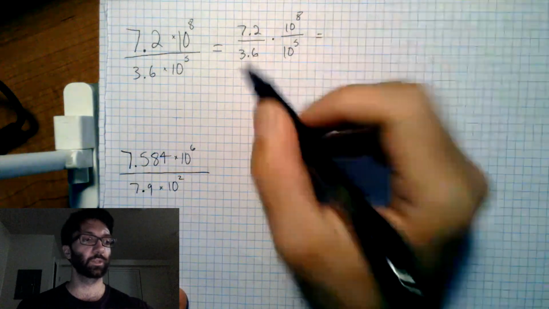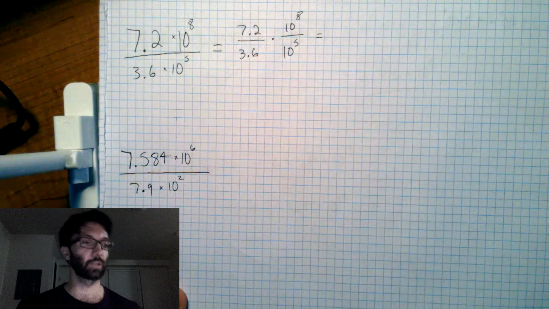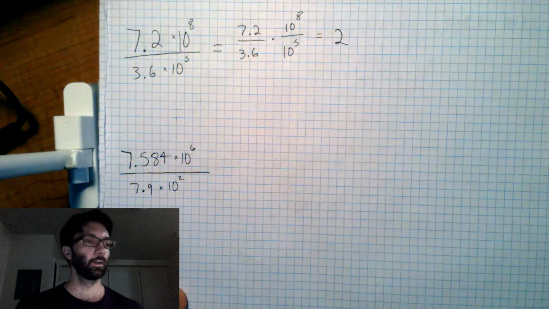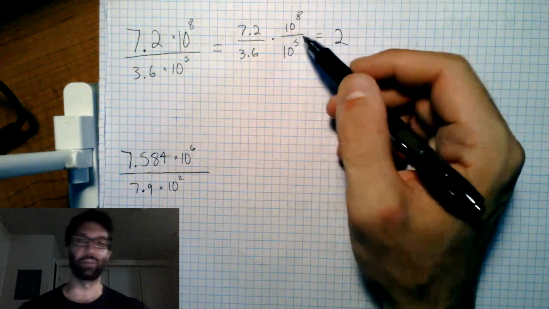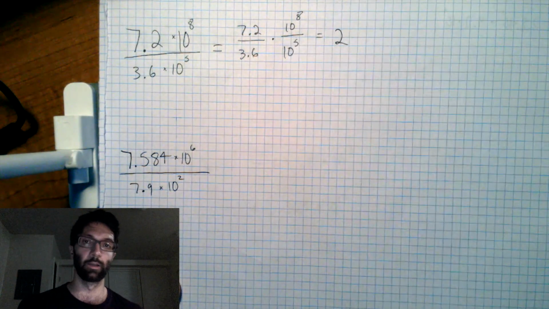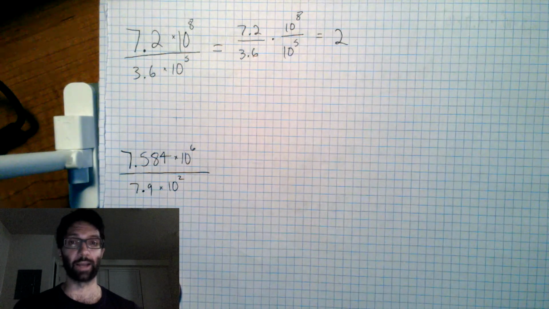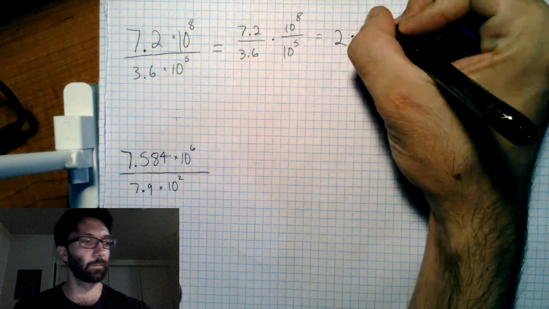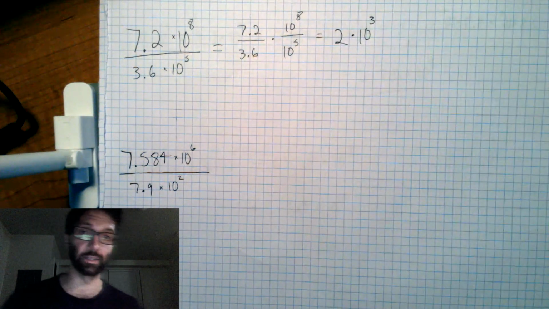And so 7.2 divided by 3.6, we don't even need a calculator for that, that's just 2. And then 10 to the 8th divided by 10 to the 5th, well, we have like bases and we're dividing, so we can just subtract the exponents. So this is going to be times 10 to the 3rd. And that is already in scientific notation.